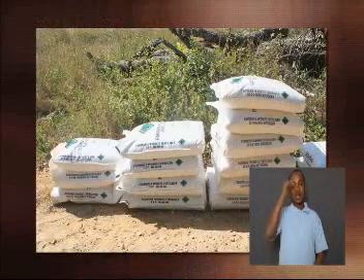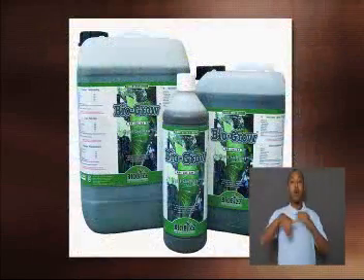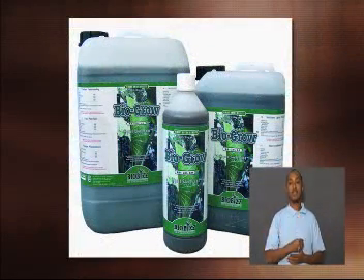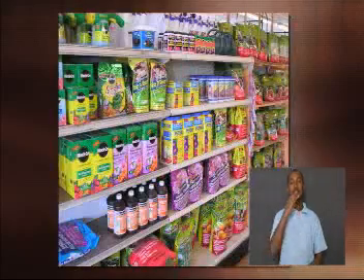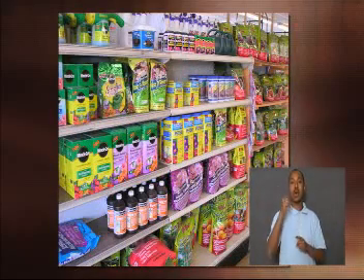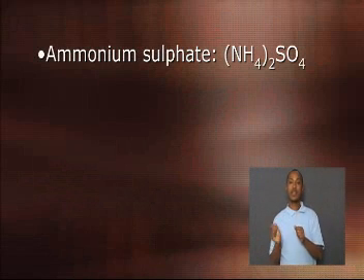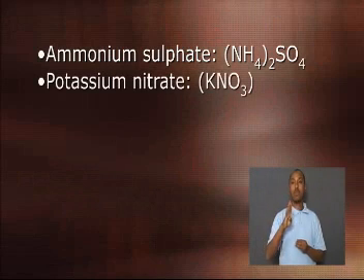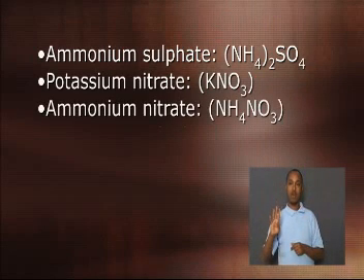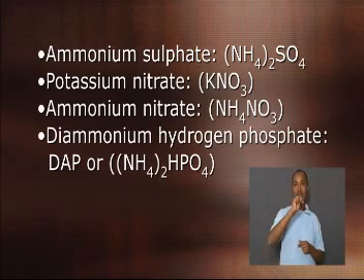Synthetic fertilizers can provide all three of these elements at the same time. This is why they are referred to as complete fertilizers. These fertilizers are also referred to as NPK, which stands for nitrogen, phosphorus, potassium. Some examples of synthetic fertilizers include ammonium sulfate, potassium nitrate, ammonium nitrate, and diammonium hydrogen phosphate.